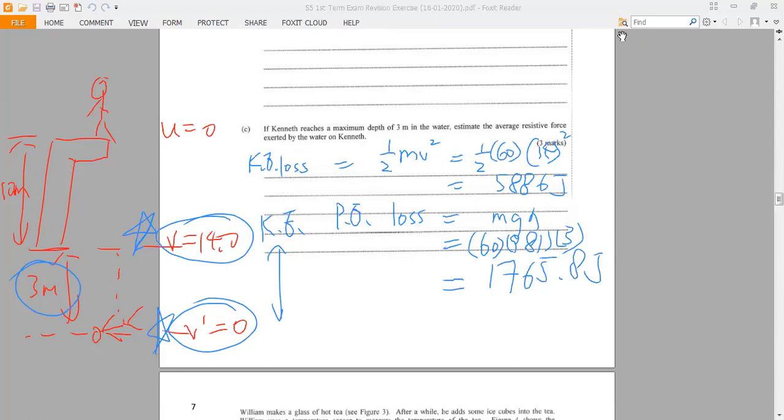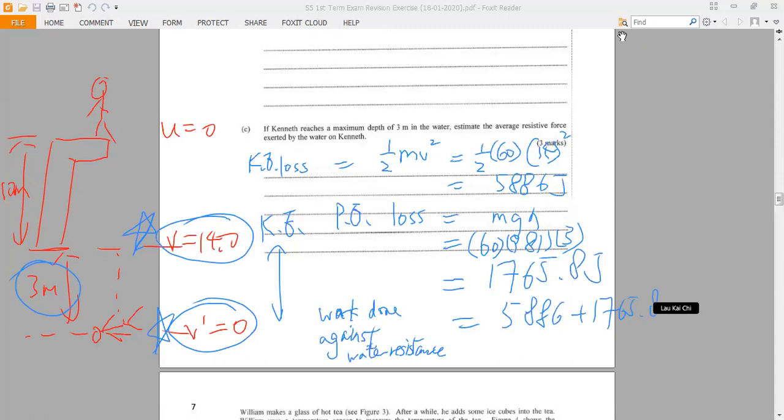Now, both of them are the energy to be lost. It should be taken away by the work done against water resistance, so that the work done against water resistance is equal to the sum of it, 5886 plus 1765.8, right? You need to add both of them to find out the total energy loss, which is equal to the friction times 3 meters. This is the work done against friction. Friction times displacement. Okay, so you may just add these two together and then divide by 3.